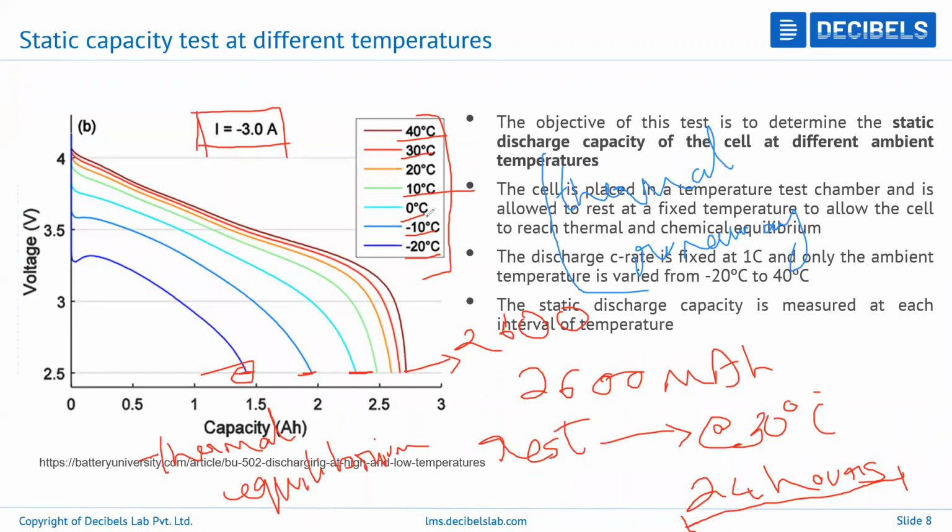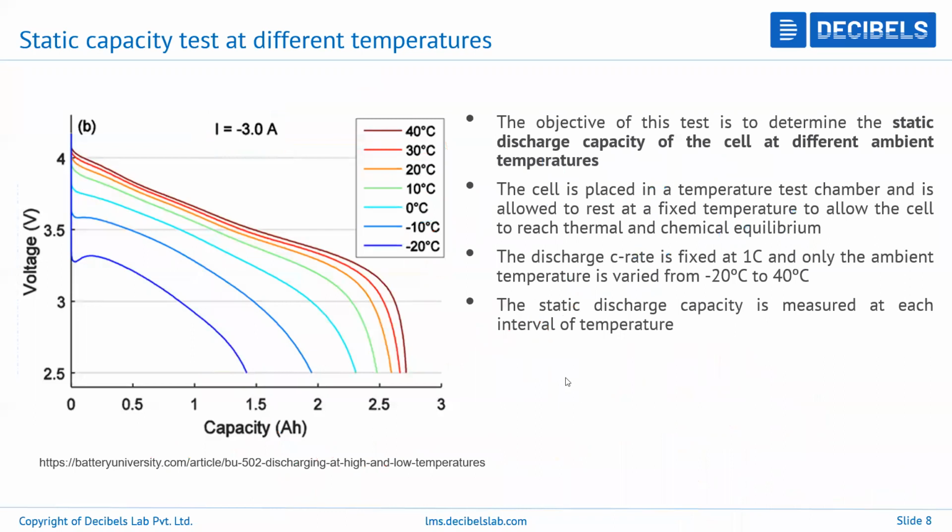And it is always suggested to keep the cell at 0 degrees or at the maximum 10 degrees Celsius. And again, not below that. Okay. So this is the static capacity test at different room temperatures, different ambient temperatures, at one particular fixed C rate. So that is what the static capacity test is all about. That's what the static capacity test helps you understand.